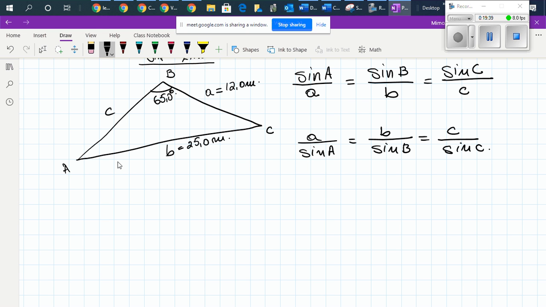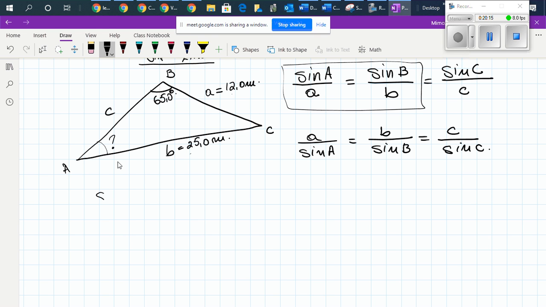Now, the sine law says sine A over A, sine B over B, sine C over C. You will use the ratio that fits what the problem is giving. So in this case, if we are looking for angle A, we will use sine B over B is equal to sine A over A. So we will use those first two ratios. We don't have to use all three ratios.